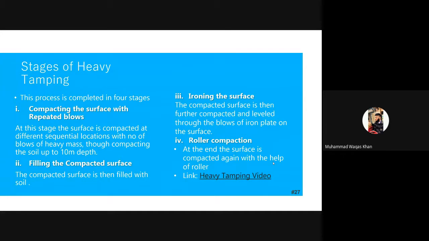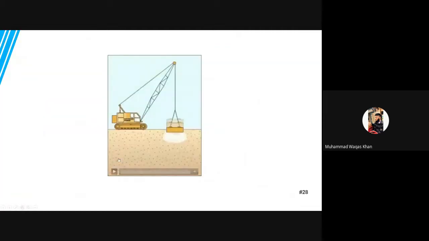Then ironing of the surface takes place. The compacted surface is then further compacted and leveled by the blows of an iron plate on the surface. And then roller compaction takes place. Here is the animation showing the live video of tamping. As you can see, the hammer is lifted and then free fall motion takes place.